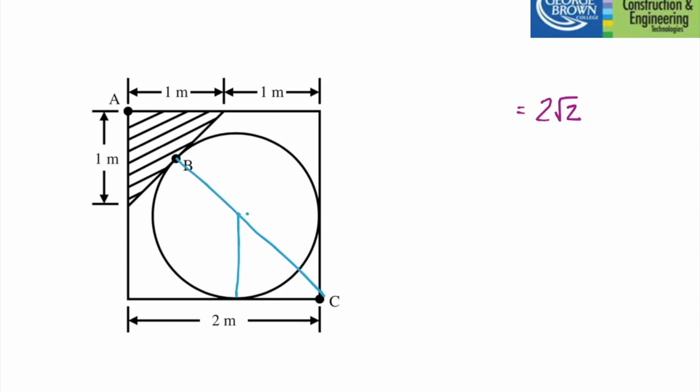Break up some radii here. So that's r, r, r. We saw this already a couple times. And this length here is r root 2. So this length plus this length plus one more length to be determined, this one over here, should give us 2 root 2. I'm going to just clean it up a little bit here.